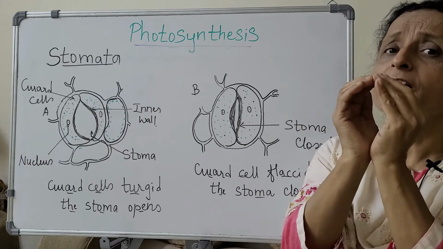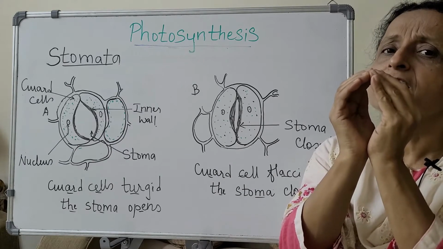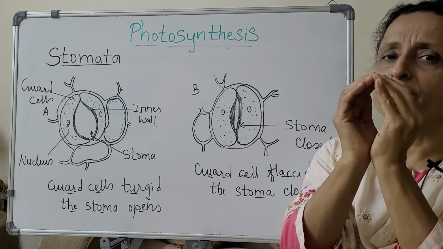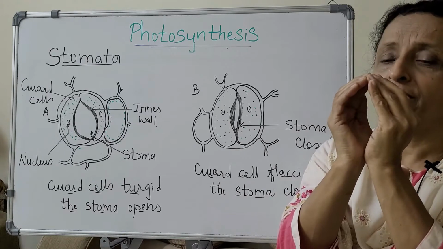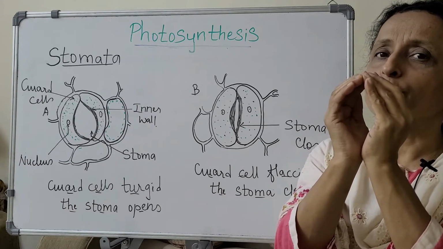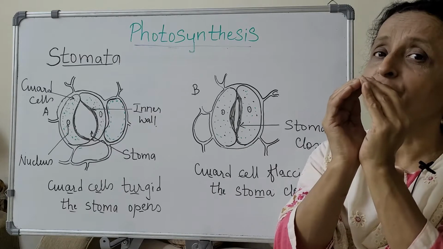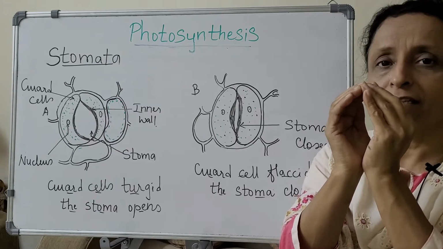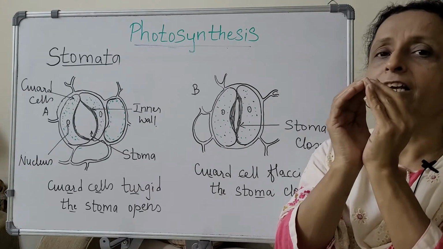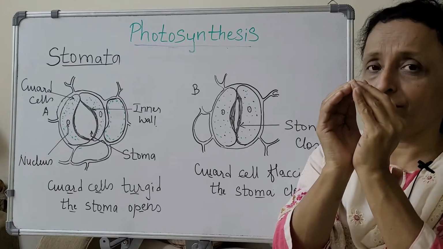Now, during the day, these guard cells are filled with water. They are turgid. Therefore the opening is more and it allows the gaseous exchange, that is taking in carbon dioxide and giving out oxygen.